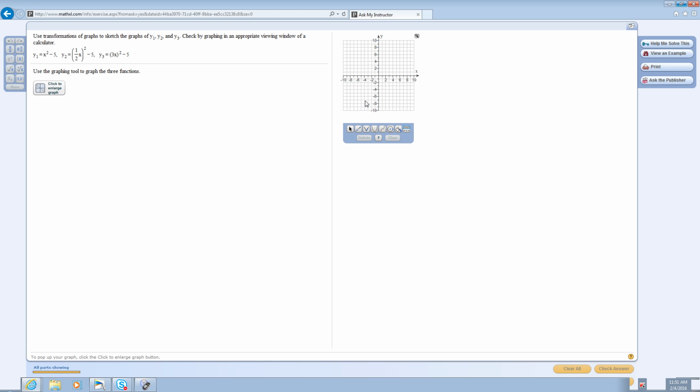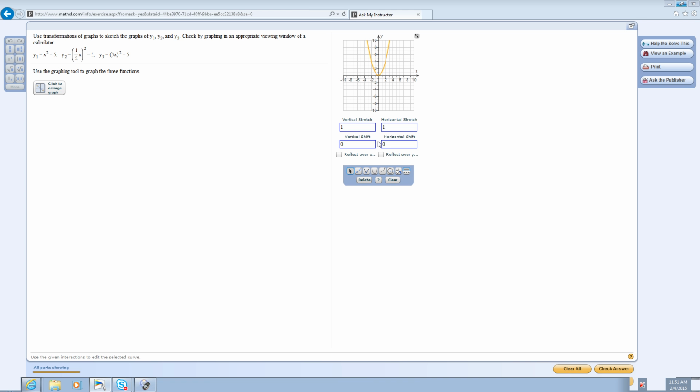All right, the first one's x squared minus 5. So I'm going to take the parabola, and minus 5 is going to be 1, 2, 3, 4, 5. Okay, they're going to tell you how to do it. I do not have any kind of compression or vertical stretching, so 1 is good there. The vertical shift is what? -5. So you put in -5, or -50, really screw it up. And that should be it. There.